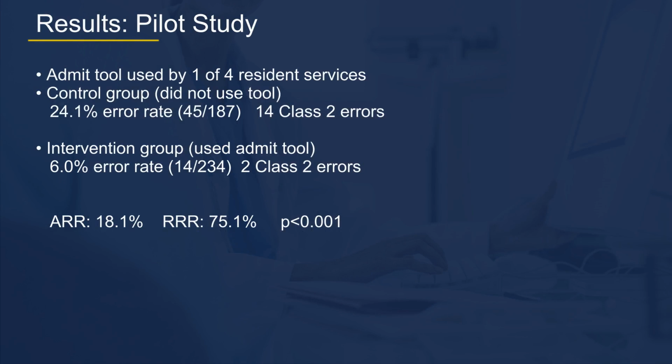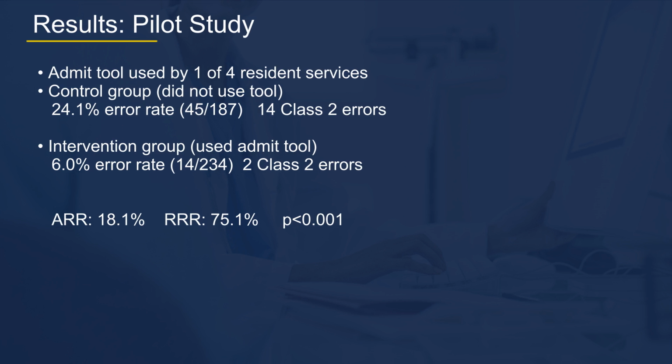We completed a pilot study of using the tool at admission. We used the tool on one of the 4 resident services. The control group, which did not use the tool, had a 24% error rate and had 14 potentially serious medication errors. The intervention group, who did use the tool, only had a 6% error rate, which was an absolute risk reduction of 18%, a relative risk reduction of 75%, and a number needed to treat of approximately 5.